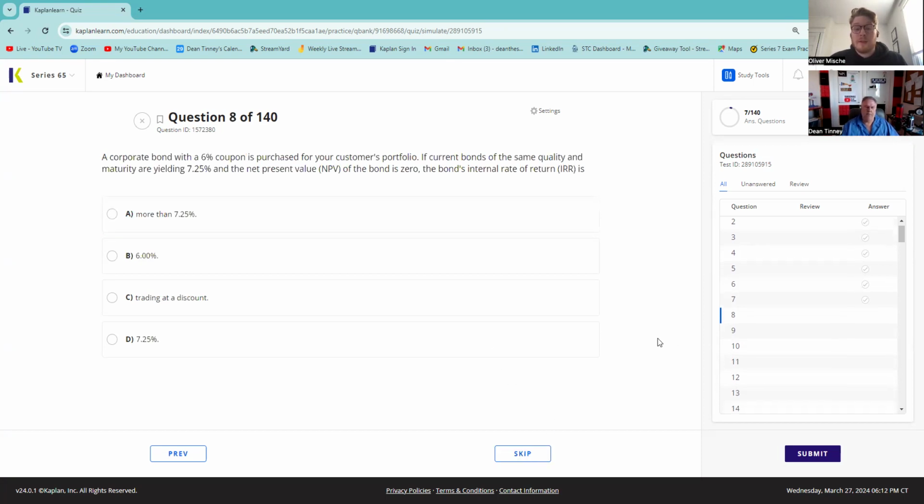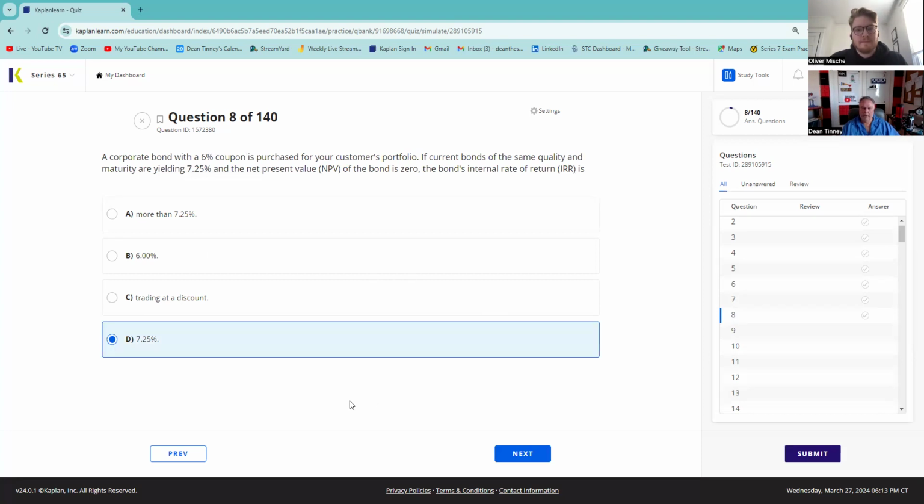A corporate bond with a 6% coupon is purchased for your customer's portfolio. If current bonds of the same quality and maturity yield 7.25, and the net present value of the bond is zero, the bond's internal rate of return is... I kind of like this one. It's kind of tough, but I think it's legit, and I think it's worth discussing a little bit. 7.25. Yeah, and that's a sign of an efficient market as well, right?